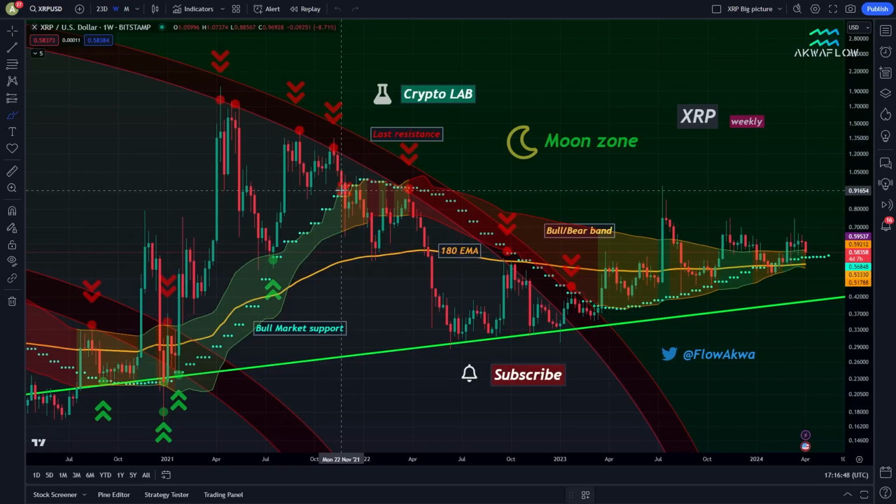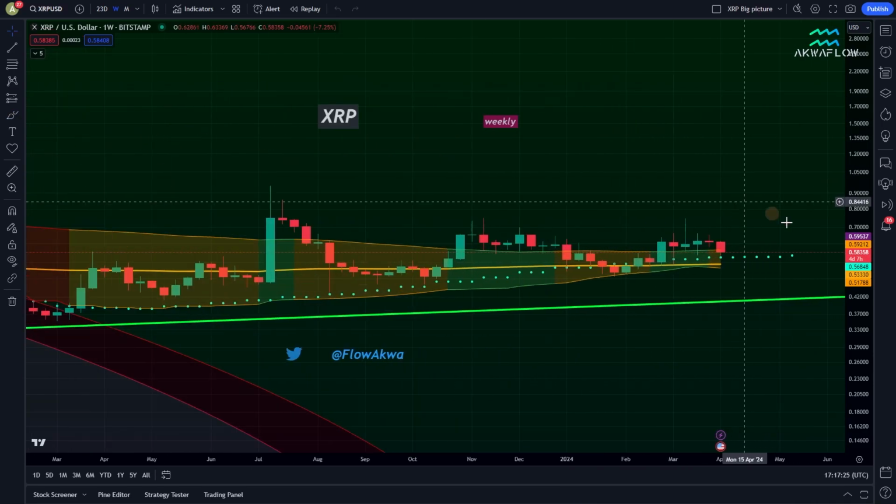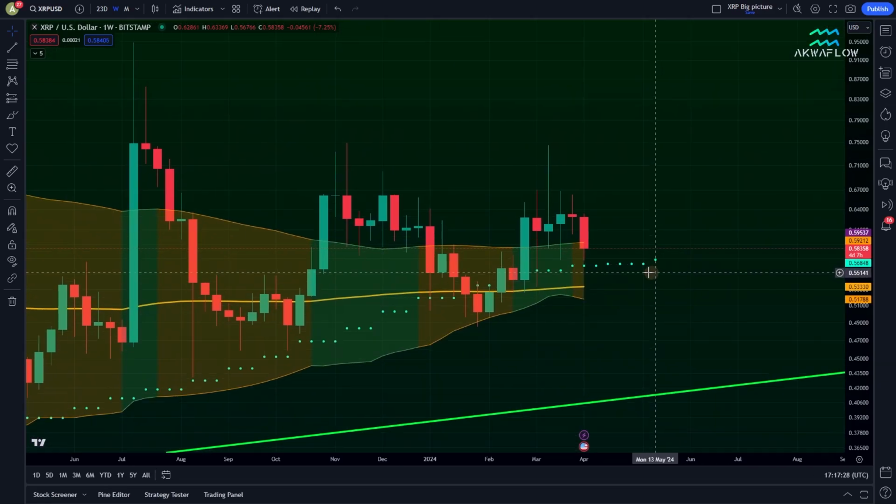So this chart is telling us if XRP is still in a bull market or not. And I can already say that despite the current move to the downside, XRP is still in a bull market. How can I say this? Well, let's have a closer look. As you know, as long as XRP doesn't cross below the bull bear band, we are still in a bull market. And you can see that currently XRP is still playing with the top of the band.